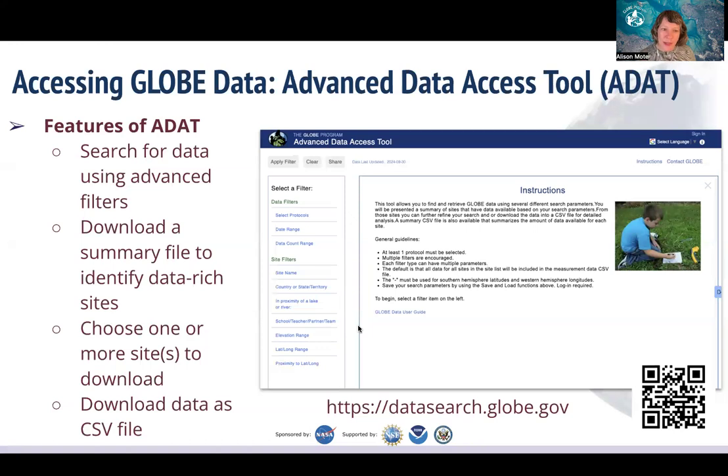So we use the data counts in the GlobeViz system. You can also do the same thing here, but you can see data counts for multiple sites at a time, which is pretty handy. And then in the ADAT system, you can also download data for multiple sites. So if I wanted detailed data from each of the sites that I just showed you, I could get it all at once here in the ADAT system. And data can be downloaded as a CSV file.